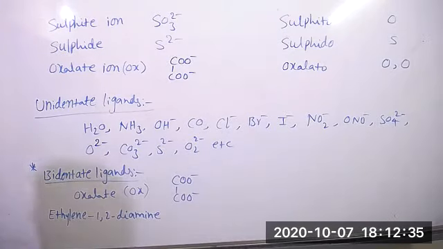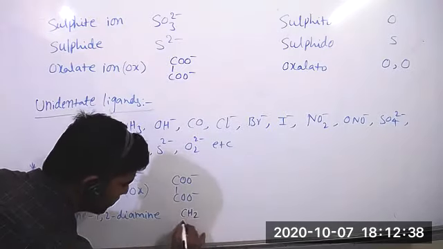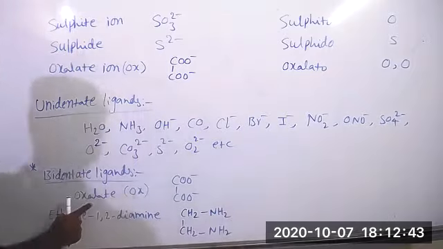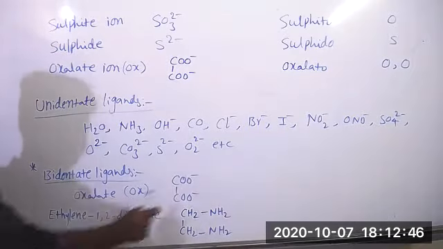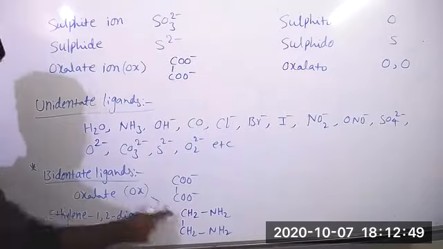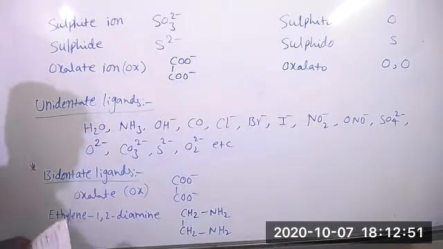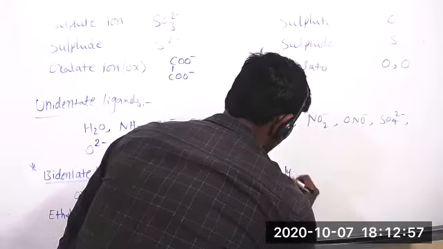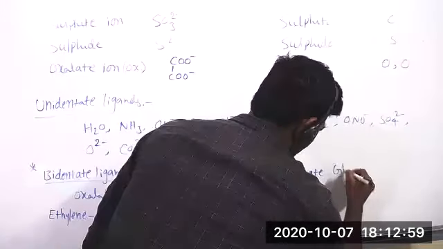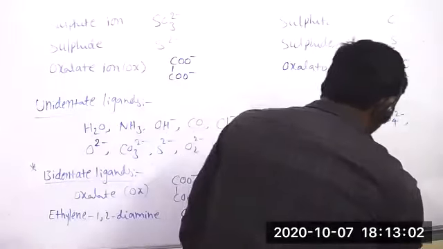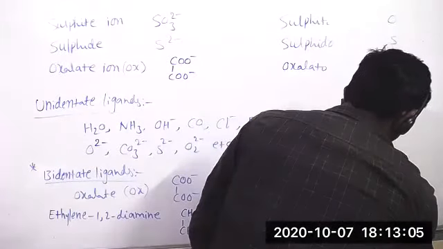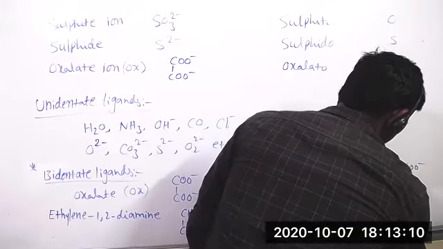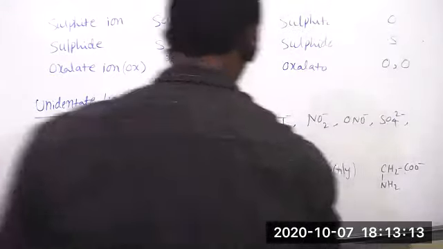Ethylene 1 comma 2 diamine. Its formula is CH2 bond CH2 NH2 NH2. So oxalate is a bidentate ligand but carrying -2 charge. Ethylene 1 comma 2 diamine is a neutral ligand, but it is a bidentate ligand. It can form 2 bonds with the central metal atom. And glycinate also. Glycinate, shortcut we are writing GLY, CH2 CO minus and NH2. So it is also a didentate ligand.